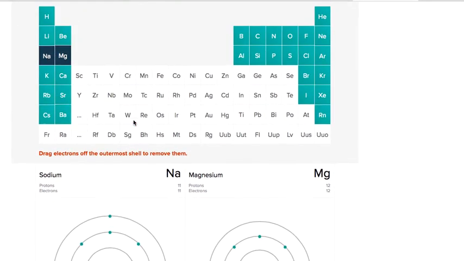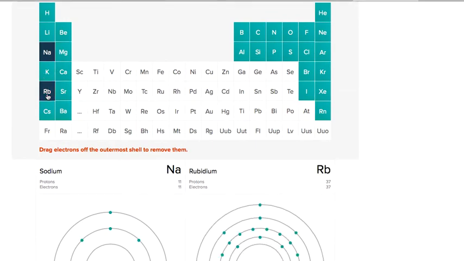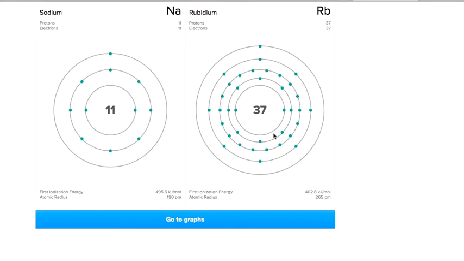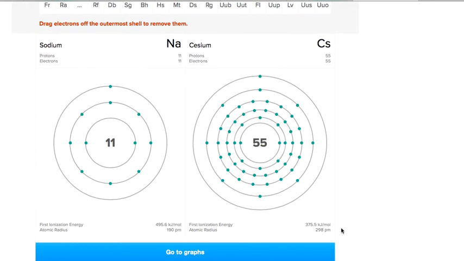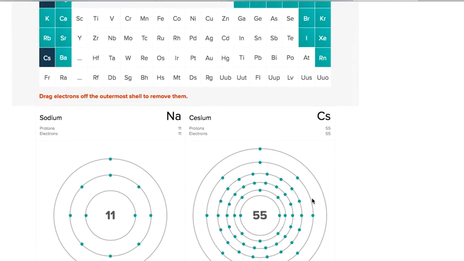Let's go down. So instead of magnesium, let's try rubidium. As we go down, you can see that our atomic radius is up to 265 picometers. The reason it gets larger as we go down is because you have more electrons, more energy levels, and larger orbitals. You have your S, your P, your D, and F, and all this stuff going on means they're just going to take up more space. So it should make sense that as we go down, they get bigger. We can look at cesium and notice that 298 is even bigger than what we had for rubidium.